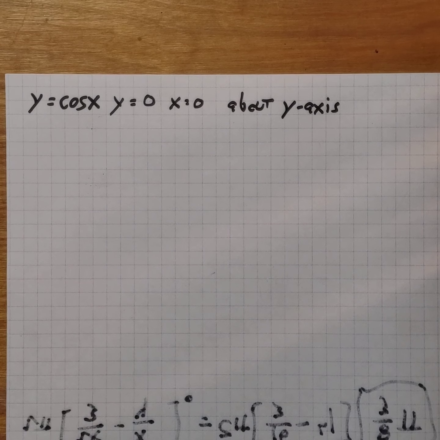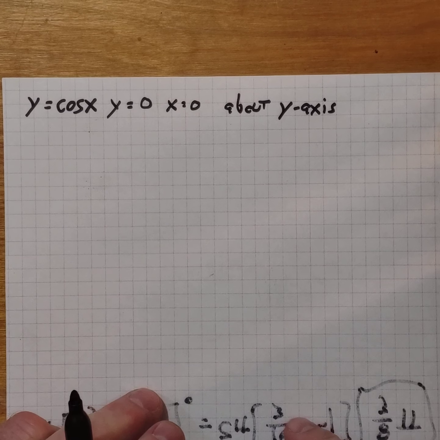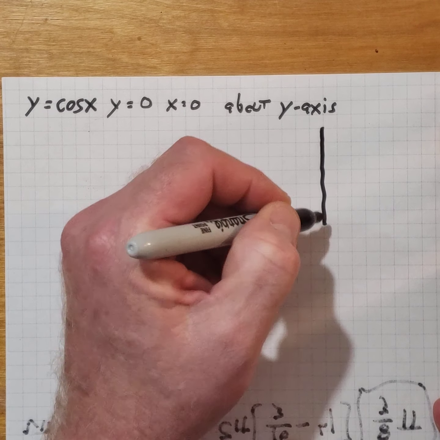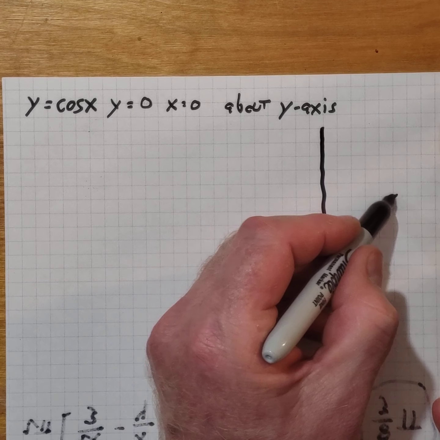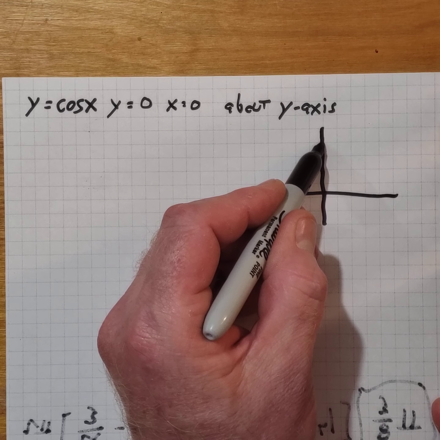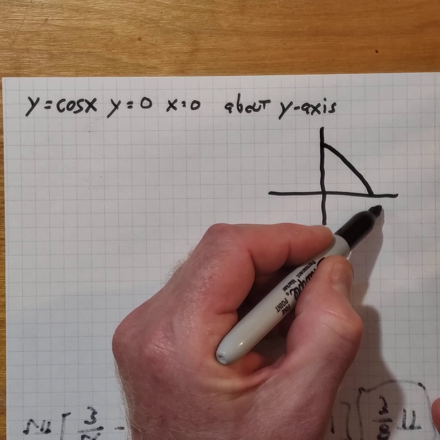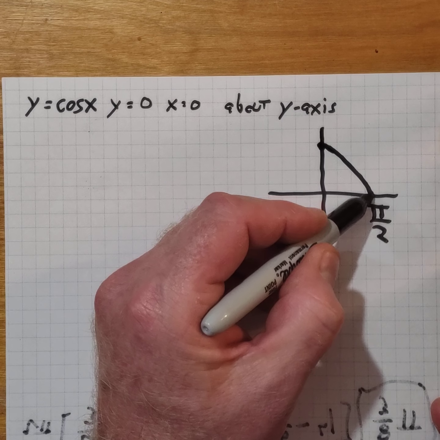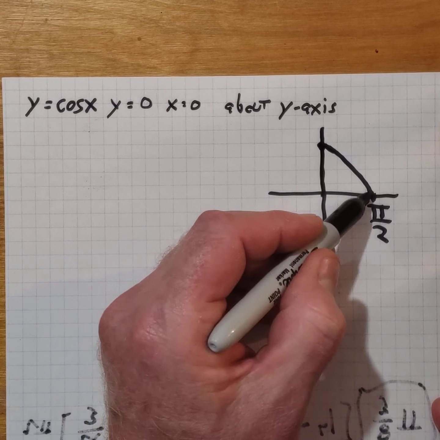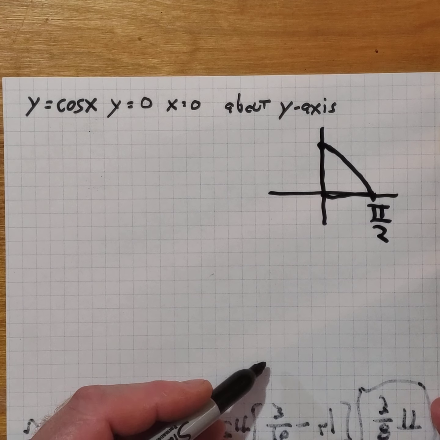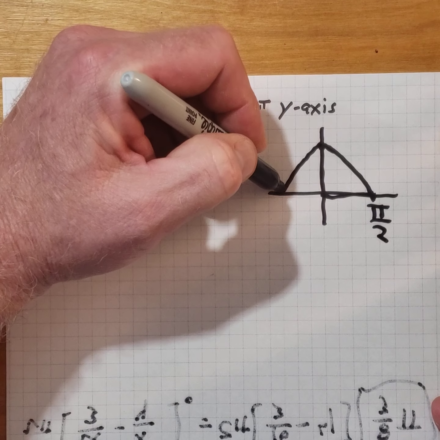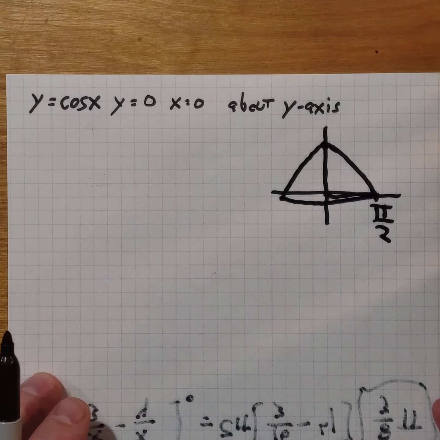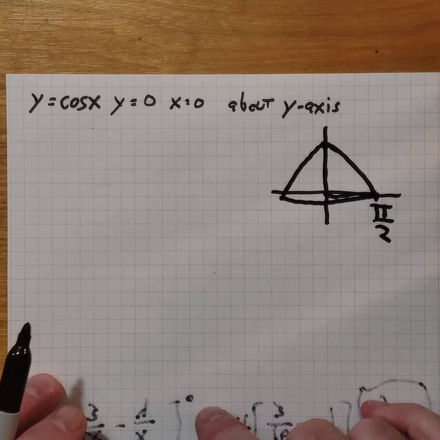One more. Y equals cosine x, y equals 0, and x equals 0, about the y-axis. So cosine starts at 1 and decreases to 0 at pi over 2. Not 2 pi over 2. At 0, it's 1. At pi over 2, it's 0. X equals 0 and y equals 0 are the y and x axes. And we're going to rotate that about the y-axis. So we're going to end up with a really squat bullet or helmet shape, or whatever you want to think of that as.